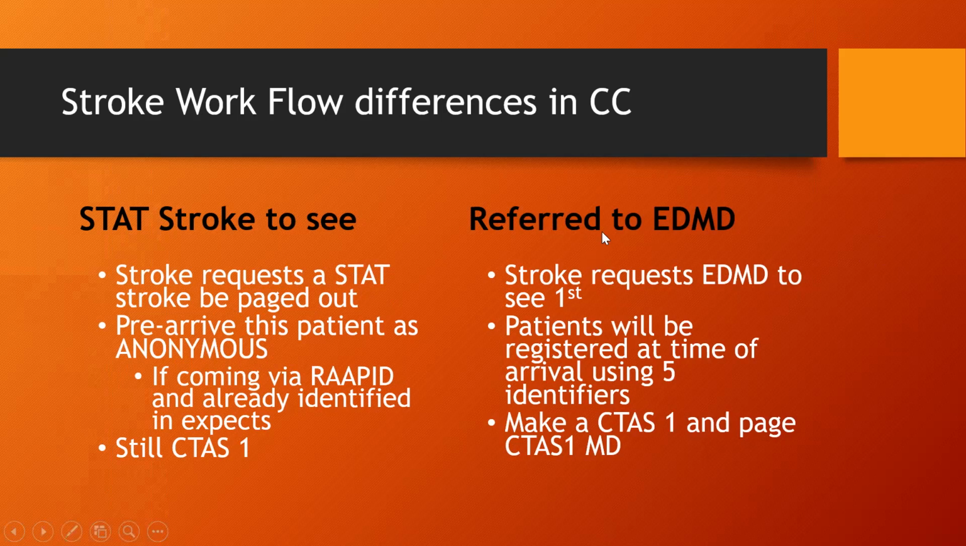For strokes where the stroke team is asking to have the emerge doc see first, we're going to do our best to arrive that patient to help minimize some of the unknowns in our department. With the caveat, if this patient comes in extremis, needs to get back because we need to tube them, is seizing, or is just completely not able to confirm their identity because of the severity of their stroke, then go ahead and make them anonymous.